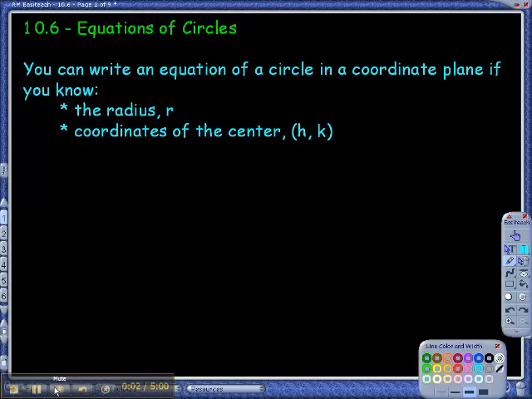Today we're starting section 10.6, which is equations of circles. And we're actually going to be writing an equation to represent what that circle would look like. To write an equation of a circle, we need to know the radius, and we also need to know the coordinates of the center. And we're going to refer to the coordinates of our center as h, k.